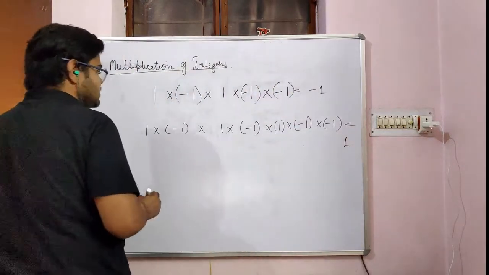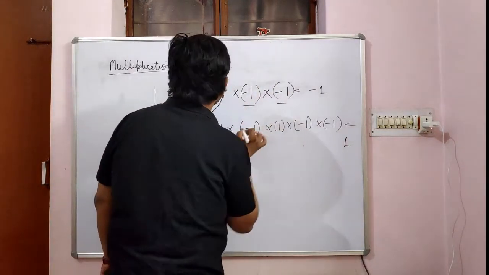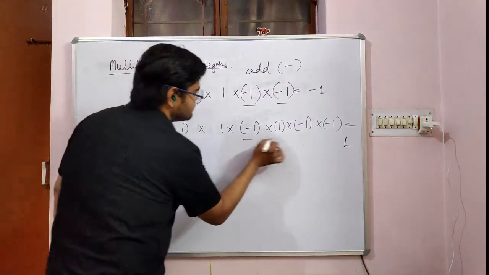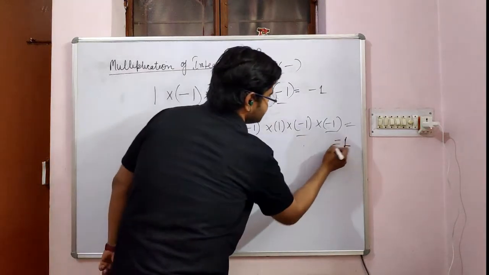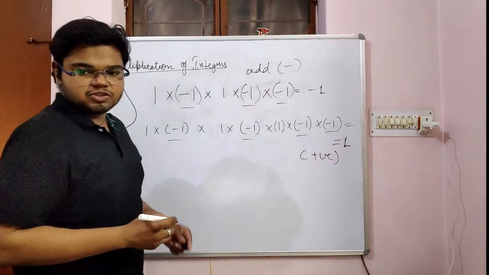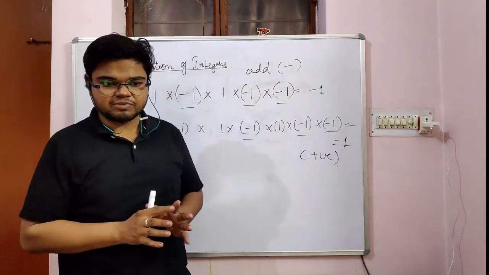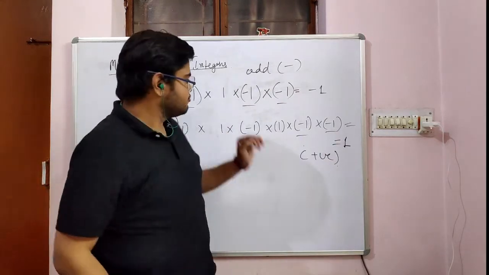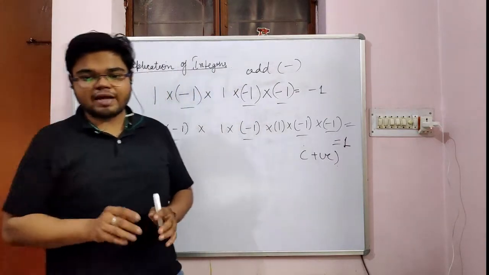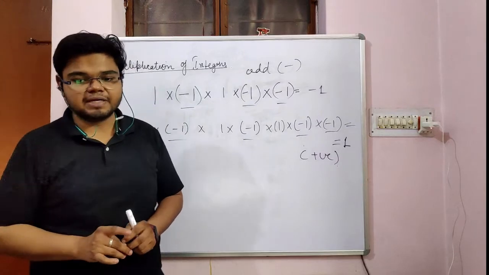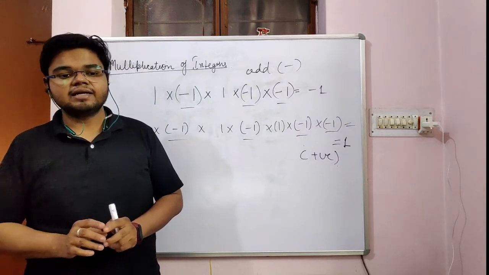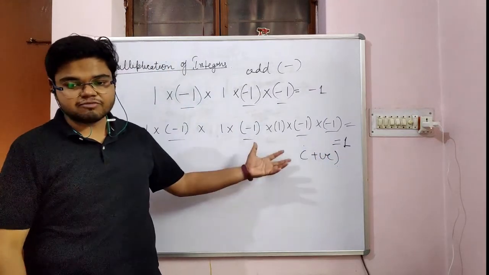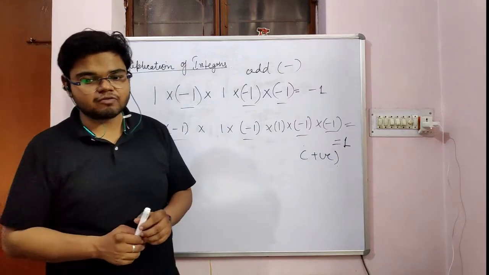So from here we can observe, if the number of negative signs is odd, then the result will be negative. But if the number of negative signs is even, then the result will be positive. So children, the product of two integers with the same sign is positive, and the product of two integers with opposite signs is negative. The final product is negative if the minus sign appears an odd number of times in the product, and it is positive if the minus sign appears an even number of times.